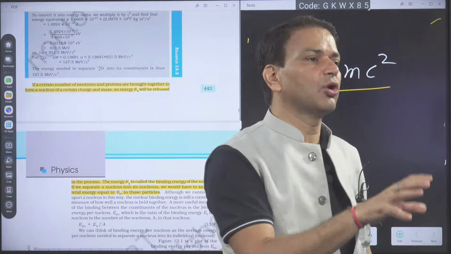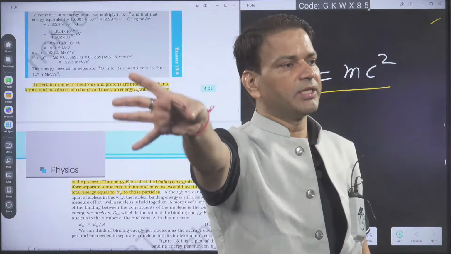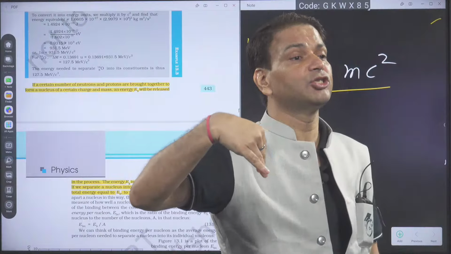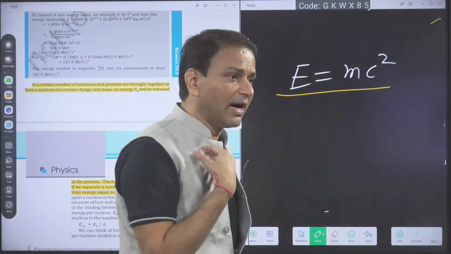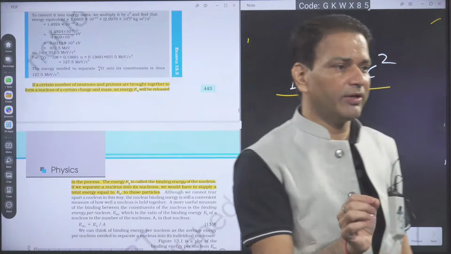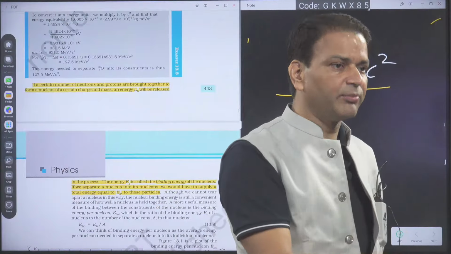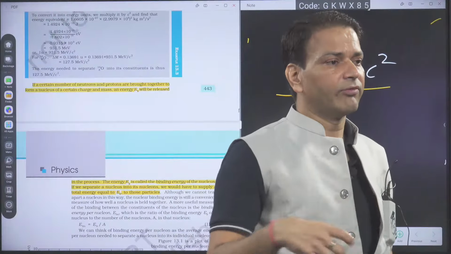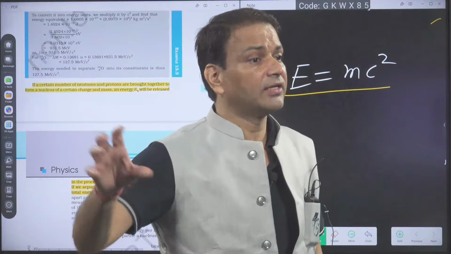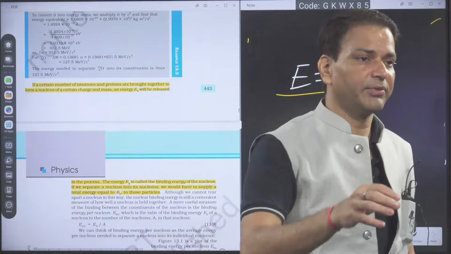If you know the mass loss in kg, then we will multiply with c square, and the answer we will get in joule. So when I know the mass in kg or gram, I will multiply with c square, then I will get the energy in joule. If I know the mass loss in AMU, then I will multiply with 931.5, and the answer for the energy I will get in MeV.